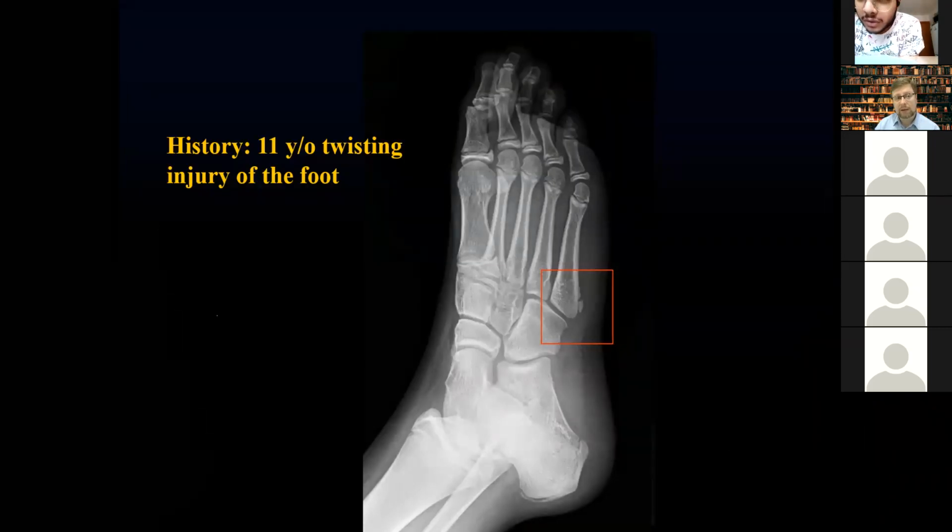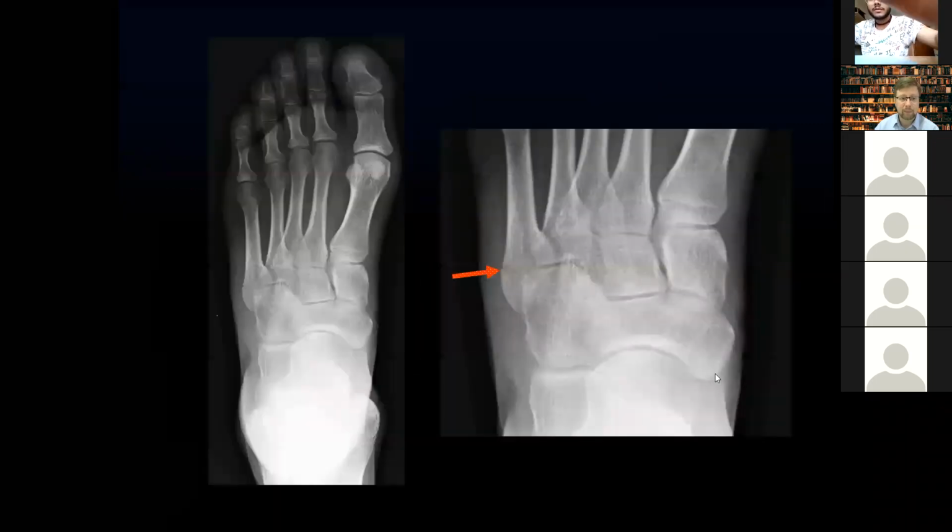Again, another case, history of an 11-year-old, twisting injury of the foot. We can see here the part of the bone, the fragment, very well seen. And we can see here the fracture. It's another case, fracture, very well seen, but only when we magnify the image. That's why digital devices and digital imaging are very useful, because we can magnify the image.